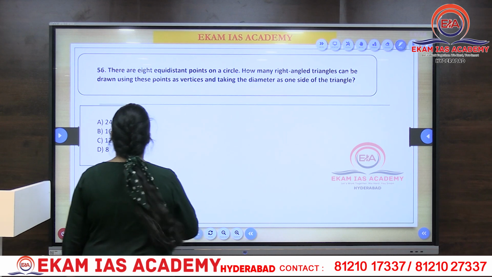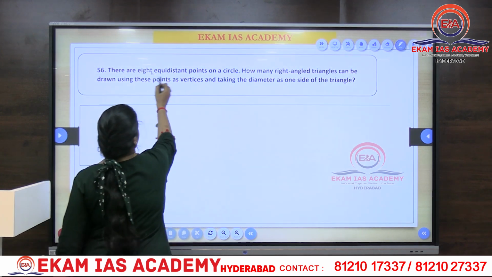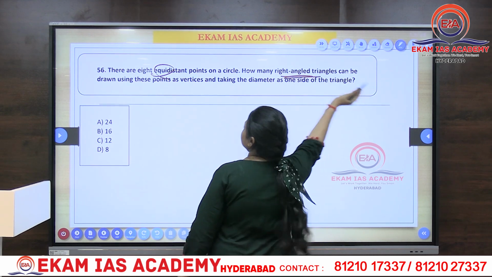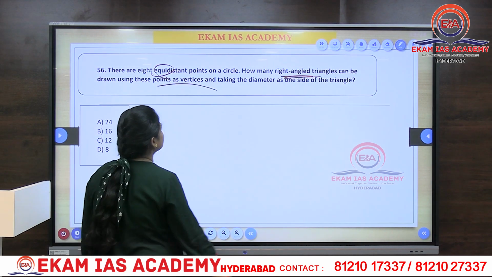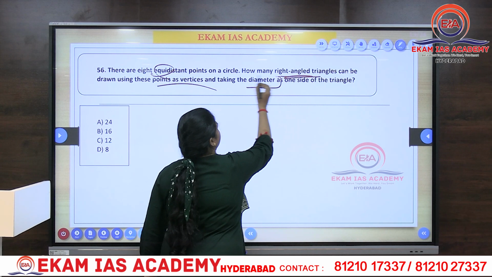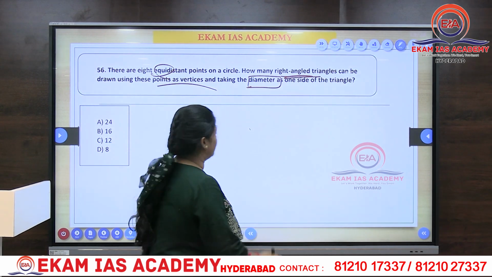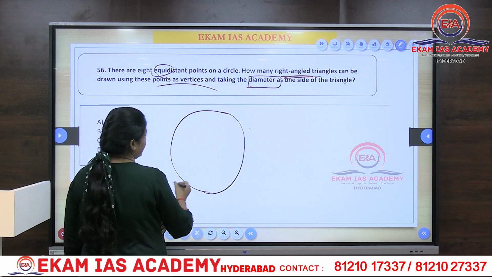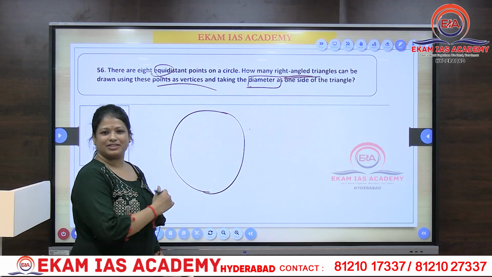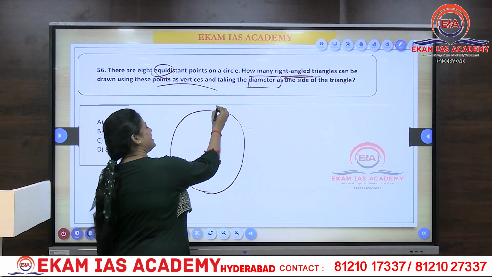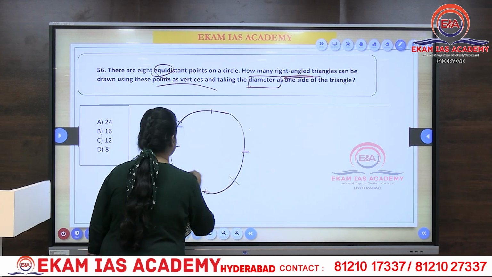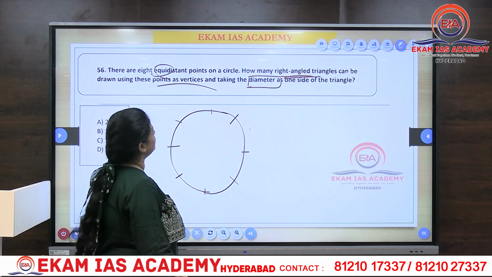Okay. There are 8 equidistant points on a circle. How many right angle triangles can be drawn using these points as vertices, taking diameter as one side of the triangle? We'll take a circle. There are 8 equidistant points, 1, 2, 3, 4, 5, 6, 7, 8.